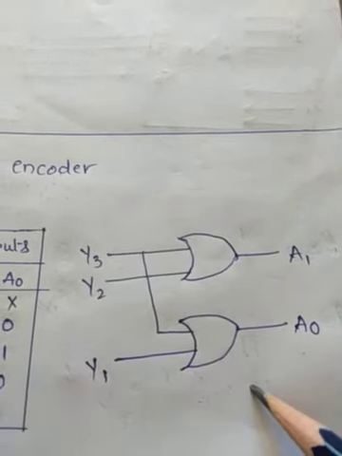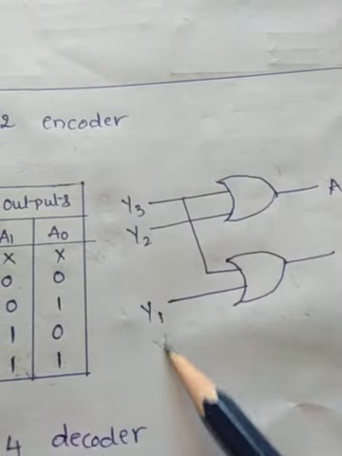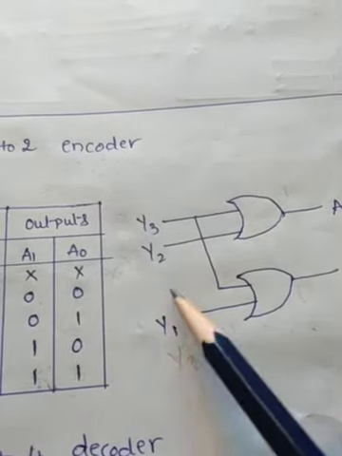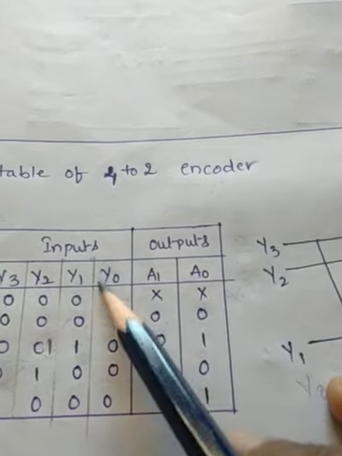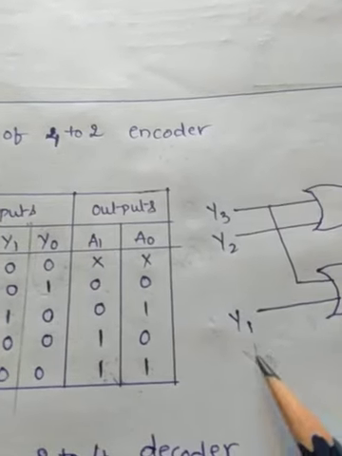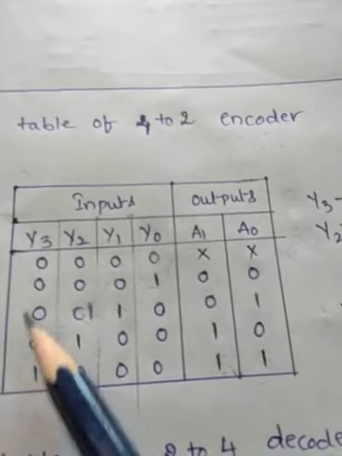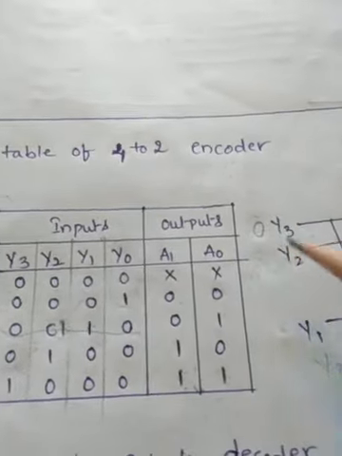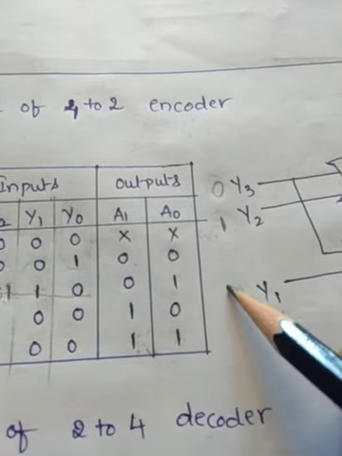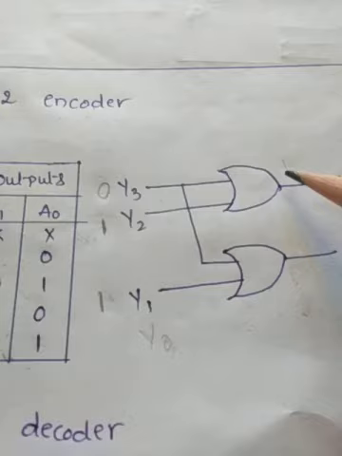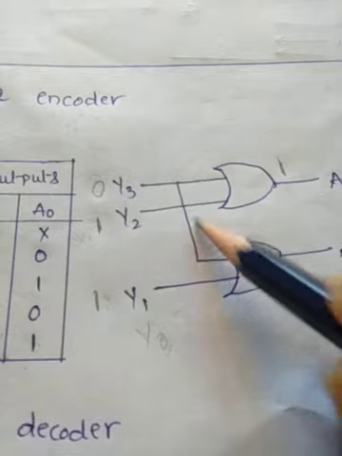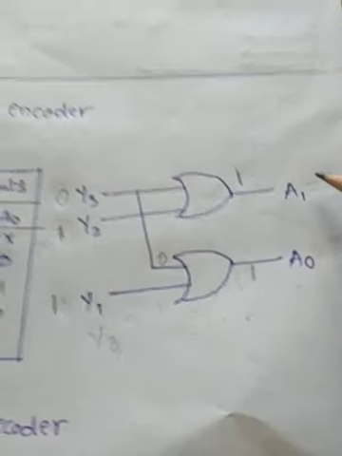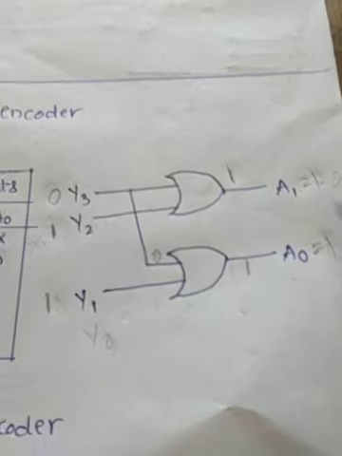This is the 4 to 2 encoder. Here there is no need to consider y0, because if all inputs are zeros, then outputs are also zeros. So for the 0 0 case, y0 is enabled by default. So here there is no need to consider this y0. Coming to this case, y3 is 0, y2 is high and y1 is also high. So the output of this OR gate is 0 1, means 1, and here 0 0 1 means 1. So both A1 and A0 are 1.